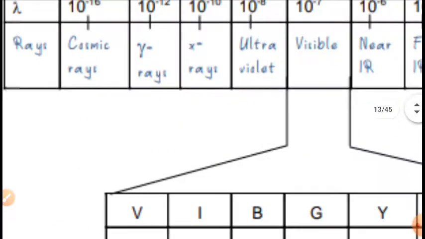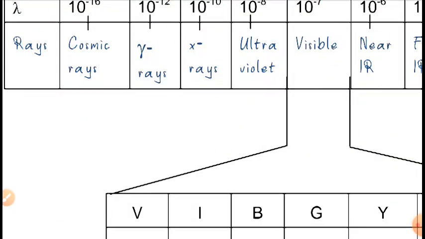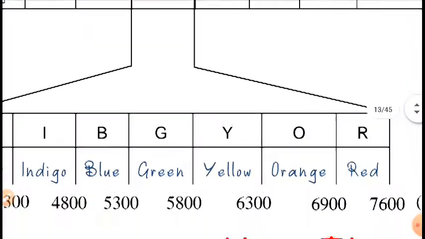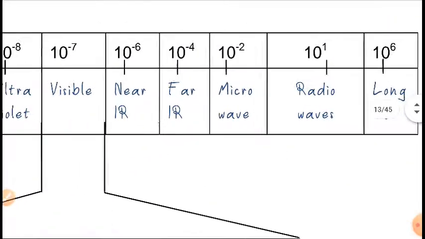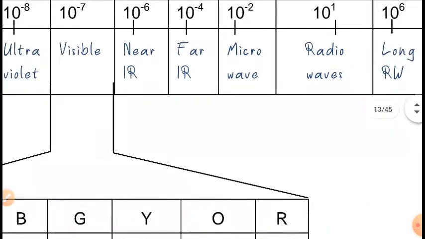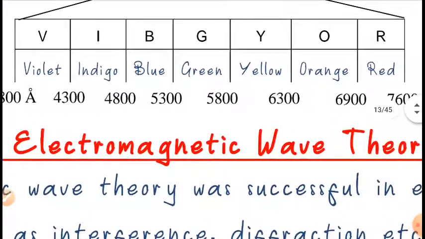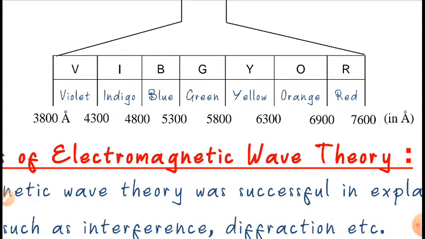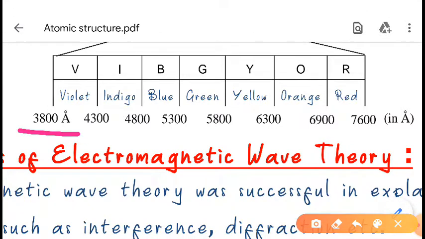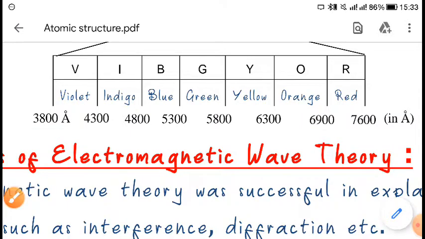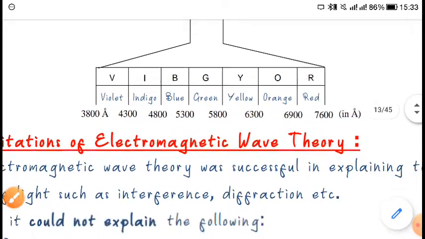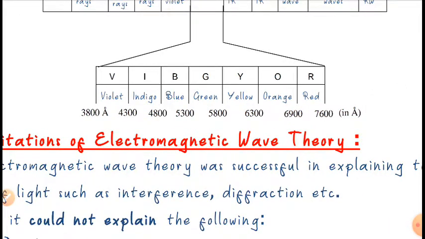The radiations are cosmic rays, gamma rays, x-rays, ultraviolet rays, visible rays, infrared, microwave, radio wave, and long range wave. In between these there is a visible range, which is 3800 Armstrong to 7600 Armstrong. Sometimes in the exam they ask, what is the visible range, from where to where it is. So we can easily tell, 3800 Armstrong to 7600 Armstrong.